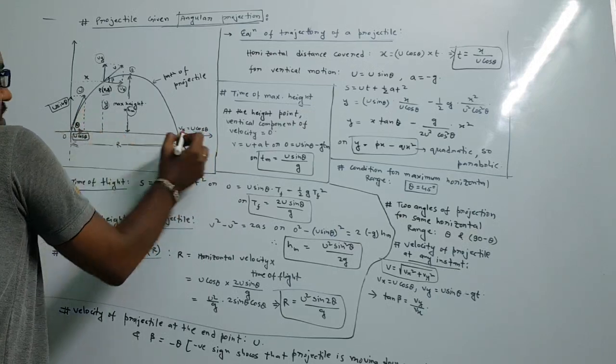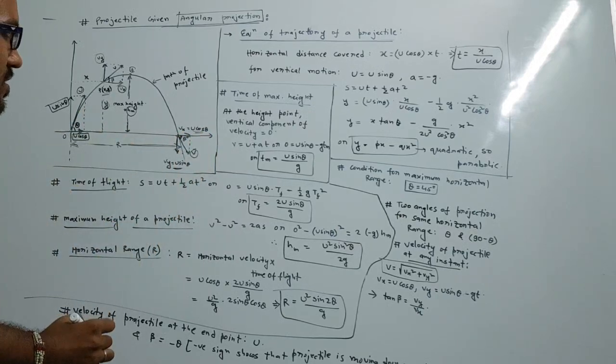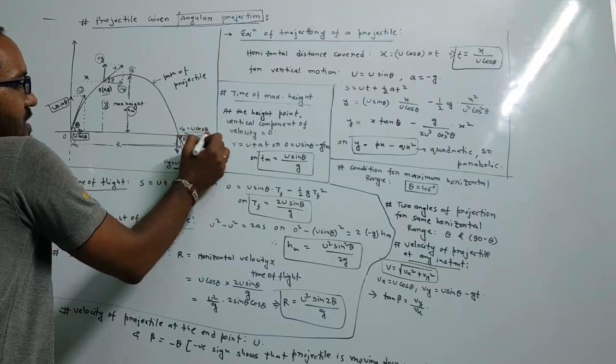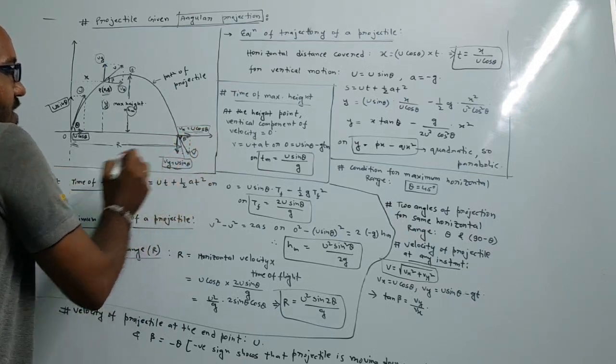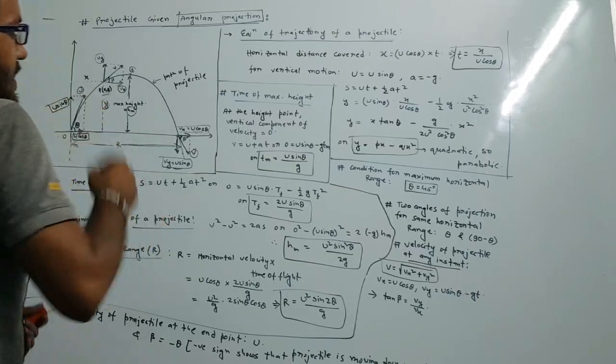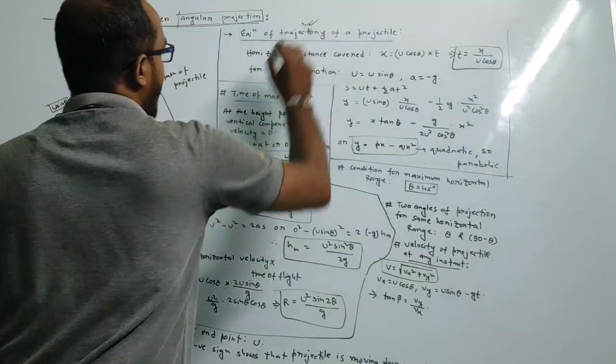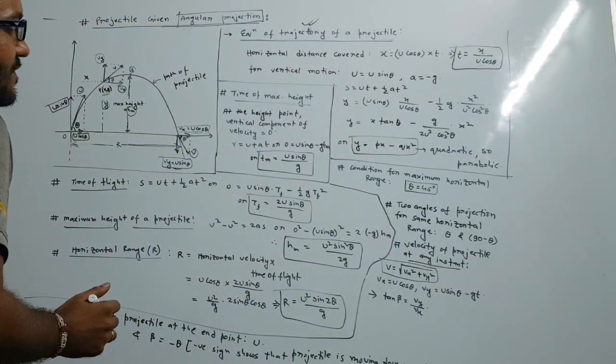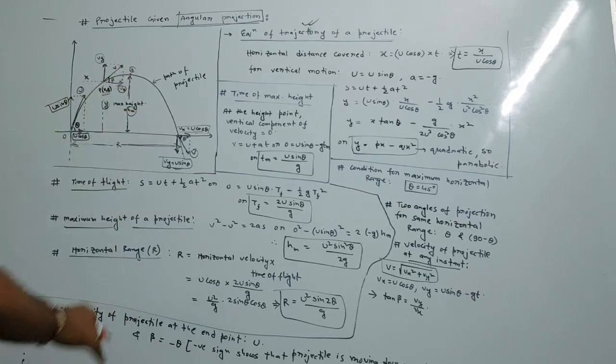If this is theta, then that angle would also be theta. Then this would be u cos theta and this would be u sin theta. Now this is the path of the projectile. First of all, we have to find out the equation of the trajectory of the projectile. What would be the equation?